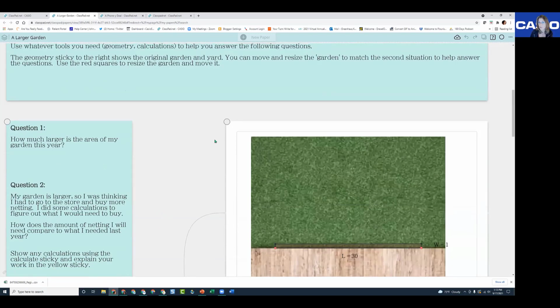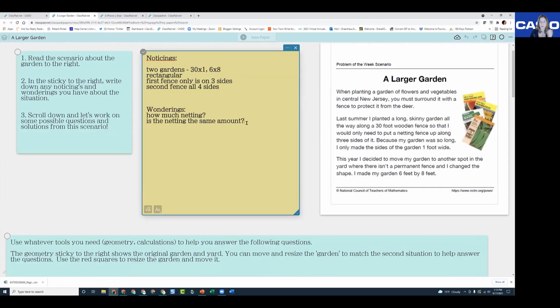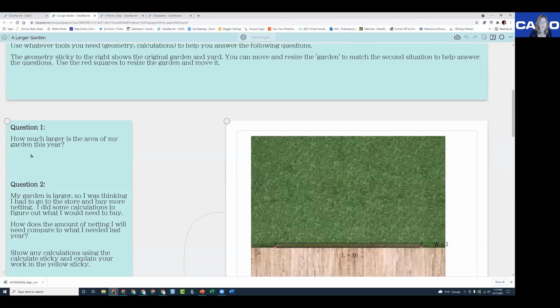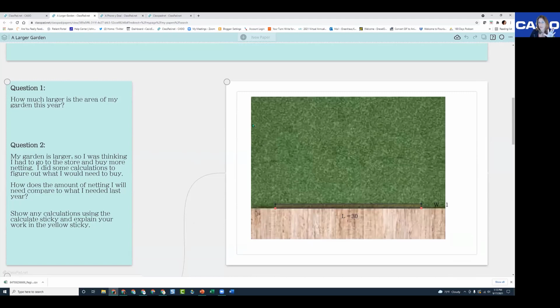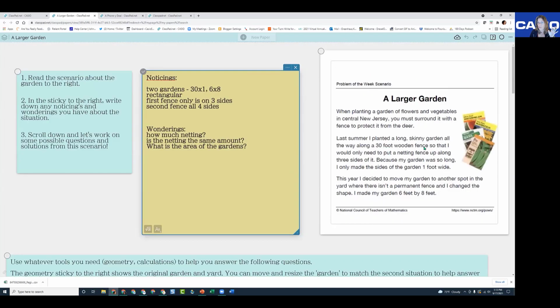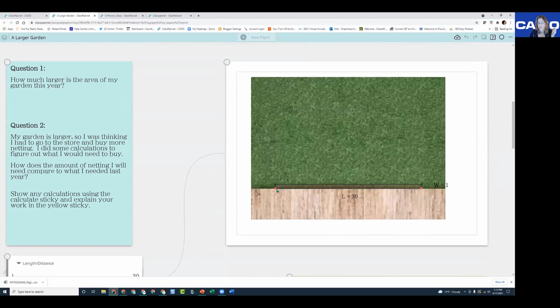So first question, which is an obvious one, and maybe we didn't put it in our wonderings, what is the area? Right? So the first question is, how much larger is the area of my garden this year than it was last year? So here is now an example of an image. So I just went and found a picture of some grass with a permanent fence to represent this situation, a 30-foot wooden fence, right? So the first garden, it said, was 30 feet long and 1 foot wide. So here's the first garden, which is really a ridiculous garden.